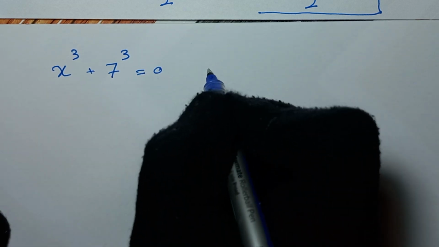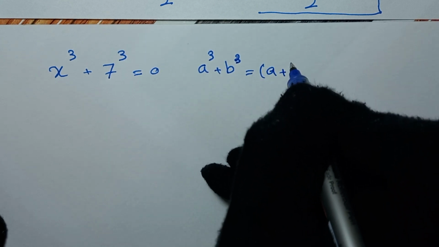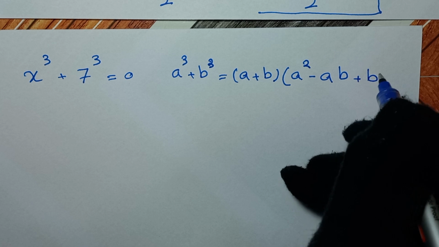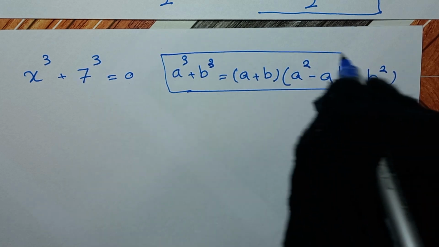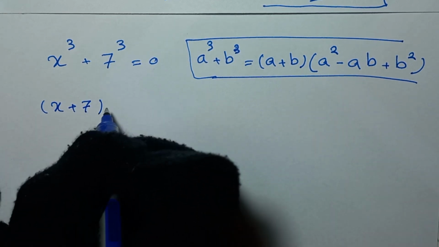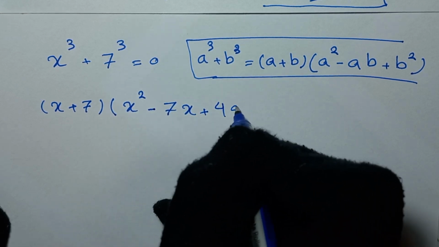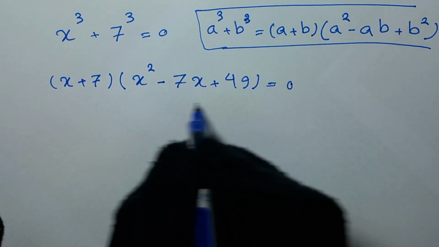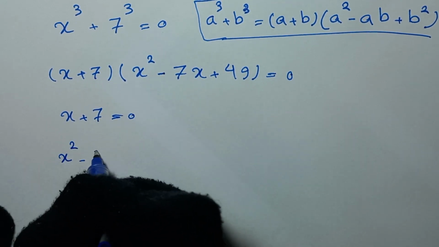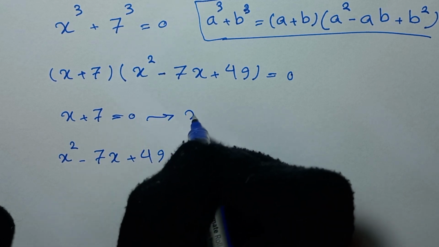And this is in the form of a cube plus b cube, and it will be a plus b times a square minus ab plus b square. So we write in this form, and it will be x plus 7 times x square minus 7x plus 49 is equal to 0. And here we have two solutions. x plus 7 is equal to 0, or x square minus 7x plus 49 is equal to 0. Here, x is equal to negative 7.